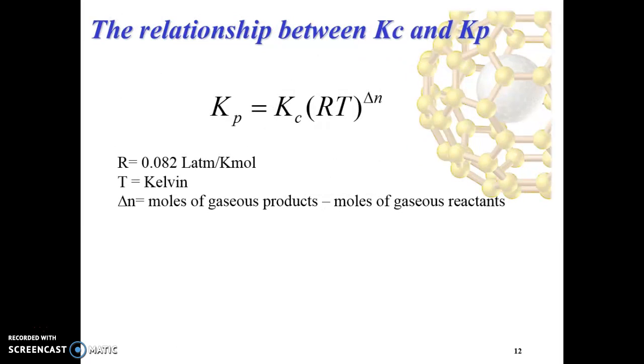So the relationship between those two can be seen in this equation. So this is one equation that you're going to need to be able to use. Pretty basic. You've got R in terms of 0.082 liter atmospheres per kelvin mole. Temperature obviously has to be in Kelvin. The change in moles is always going to be the moles of gaseous products minus the moles of gaseous reactants. So we're only talking about gases here in order to get to the Kp, because only gases have partial pressures. So products minus reactants in order to get your delta N here.